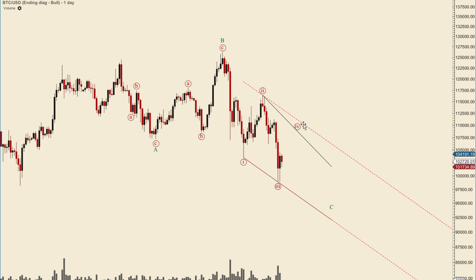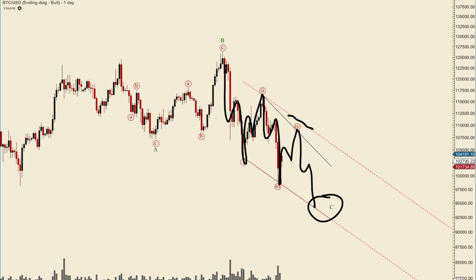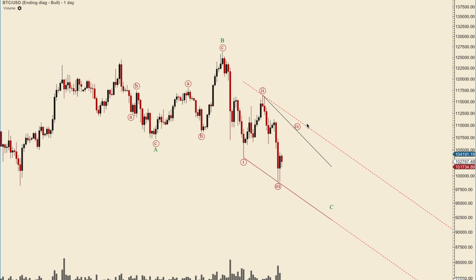You don't want to move up and take out this line before having a 1, 2, 3, 4, and then another move down in a wave 5 to finish wave C. So you don't want to hit that on your way, because then this scenario is not probable at all. But other than that, I'm leaning towards this, the ending diagonal.